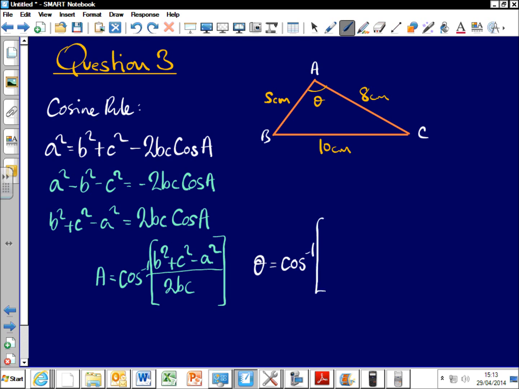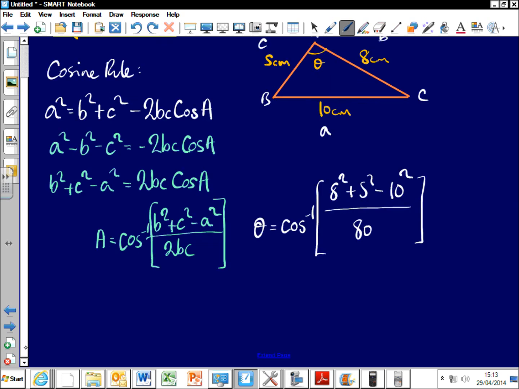Right, now, first of all, I better label it up, hadn't I? That's A, so this is going to be A over here. Does it matter what B and C are? Doesn't really, does it? We'll label it how they've done it on there, shall we? So should we call that one B, and that one C? Okay, so B squared, that's 8 squared, plus C squared, that's 5 squared, take away 10 squared, all divided by 2bc, so that's 5 times 8, what's 5 times 8? 40, right? Is this 80 underneath? Am I talking sense, is that right? Okay, cool.